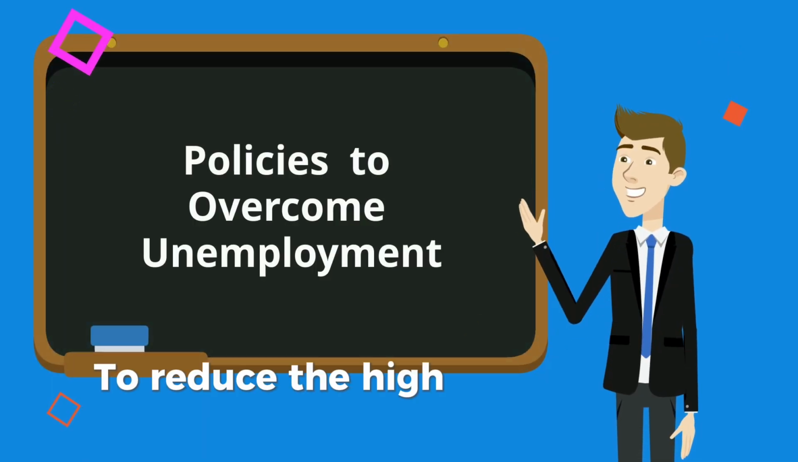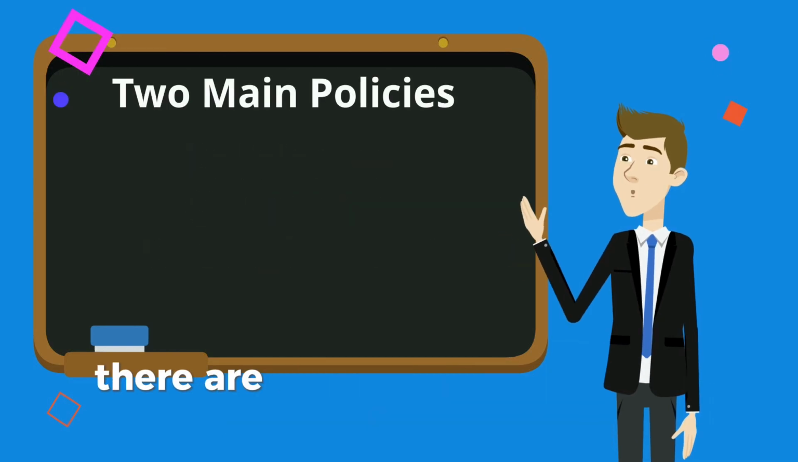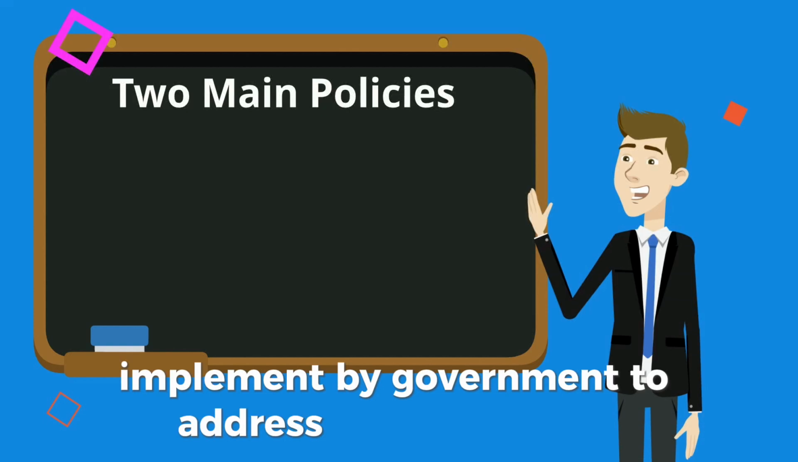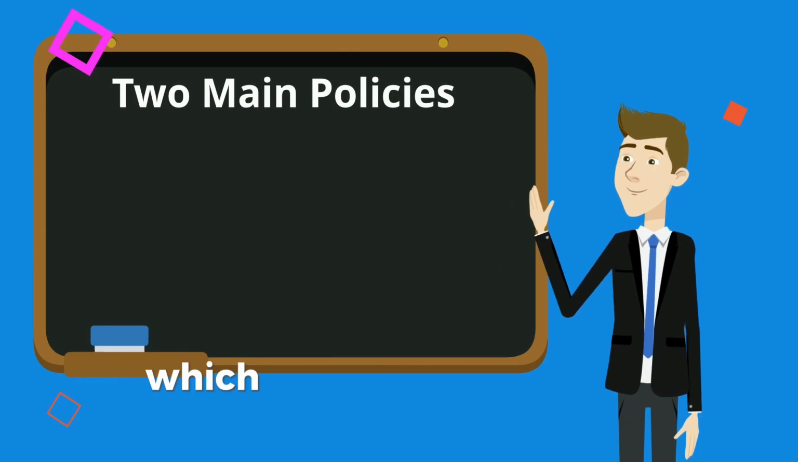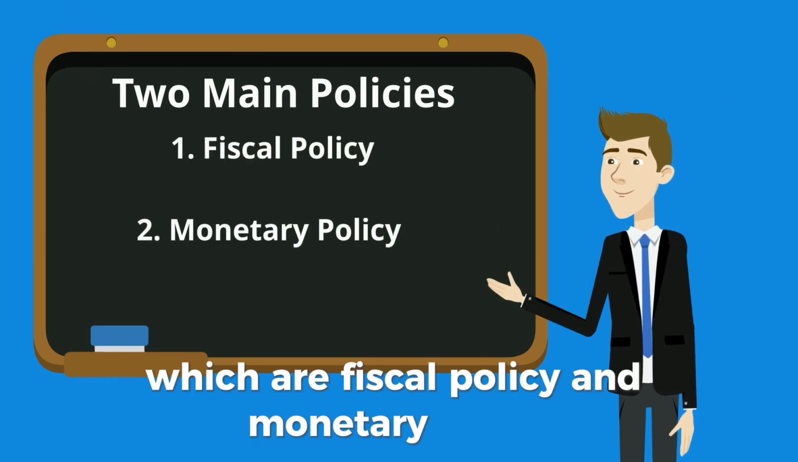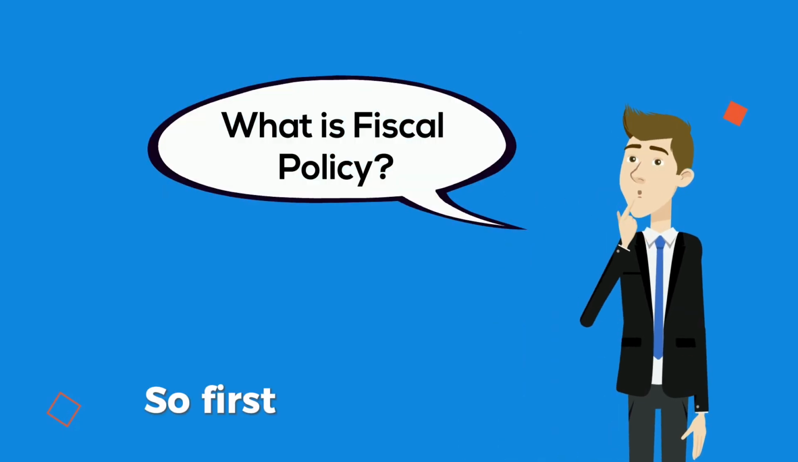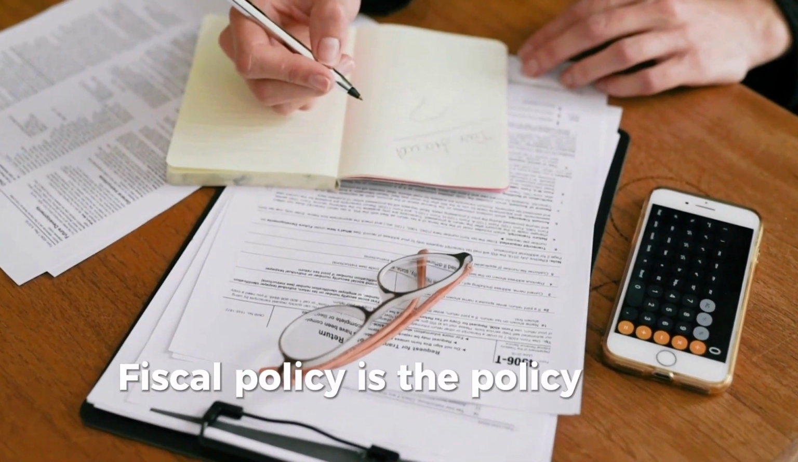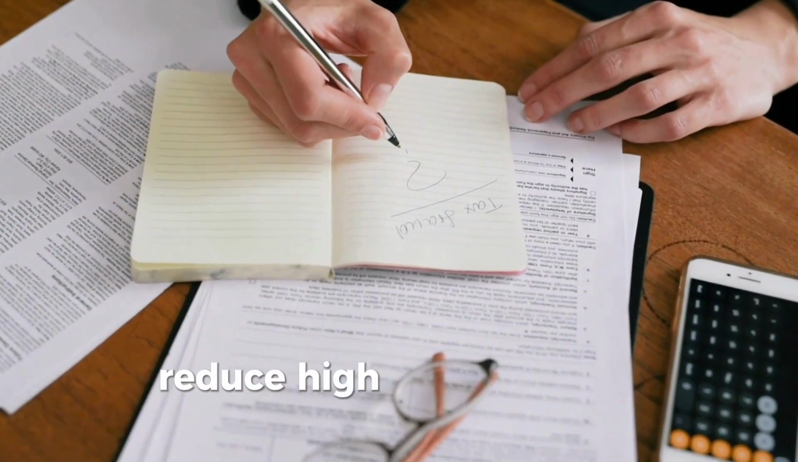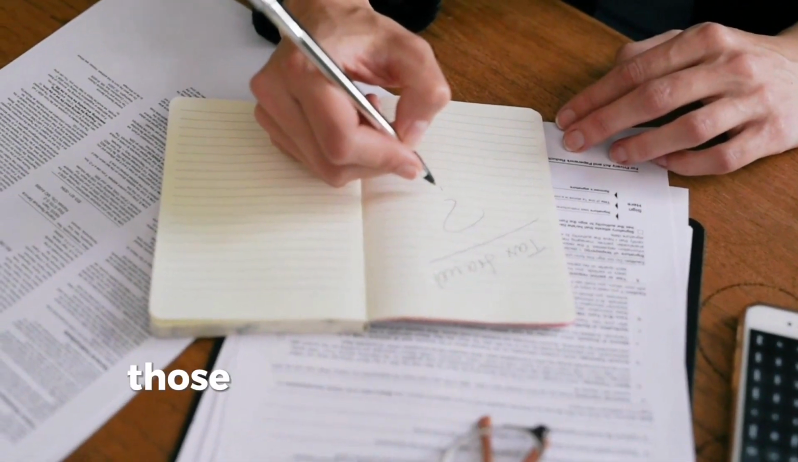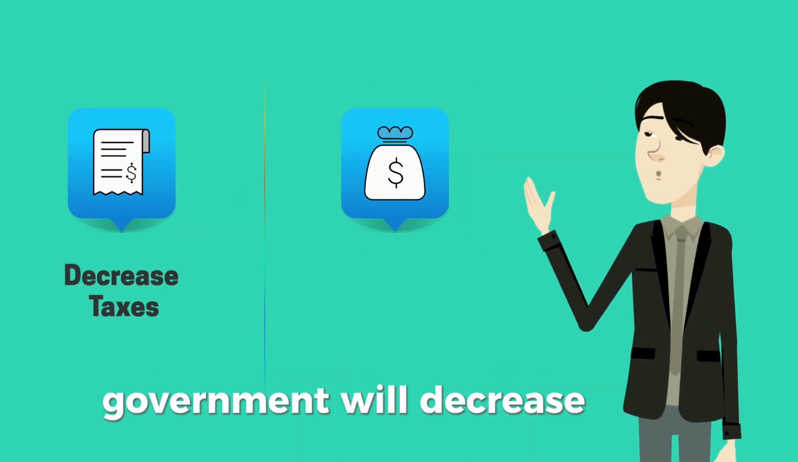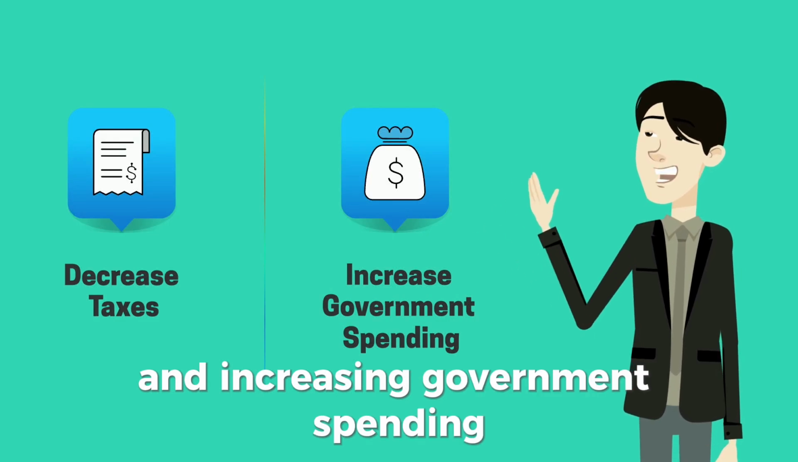To reduce the high unemployment rate in the country, there are two main policies that can be implemented by government to address unemployment, which are fiscal policy and monetary policy. So first, what is fiscal policy? Fiscal policy is the policy used by government to reduce high inflation and unemployment rate, through taxes and government spending. To reduce unemployment in the country, government will decrease taxes and increase government spending.